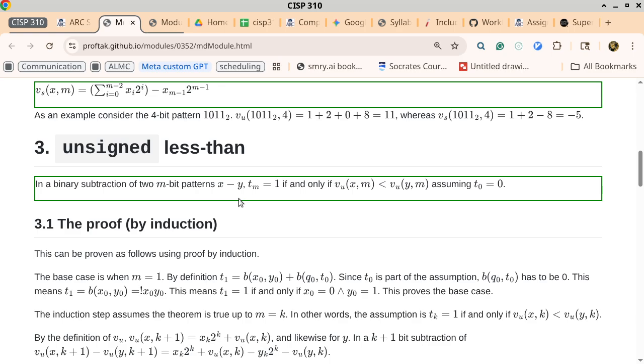And because there might be people who are wondering why does it work? The most intuitive answer to why this works is simply because the borrow is a 1 if and only if the first number, which is called the minuend, is less than the second number, which is called the subtrahend. That is why you need to borrow. So that's the most intuitive way to understand why Tm is a 1 if and only if VU of X is less than VU of Y.